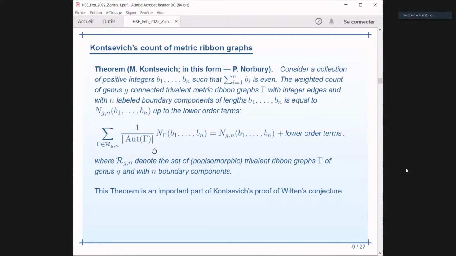So when we count metric ribbon graphs of genus g with n boundary components of length b1, ..., bn, the problem is solvable, and the solution is given by this polynomial where coefficients are expressed in terms of Witten-Kontsevich correlators, the intersection numbers of psi-classes. Okay, so this is the end of the first story which I wanted to tell today. And this is already a beautiful problem.